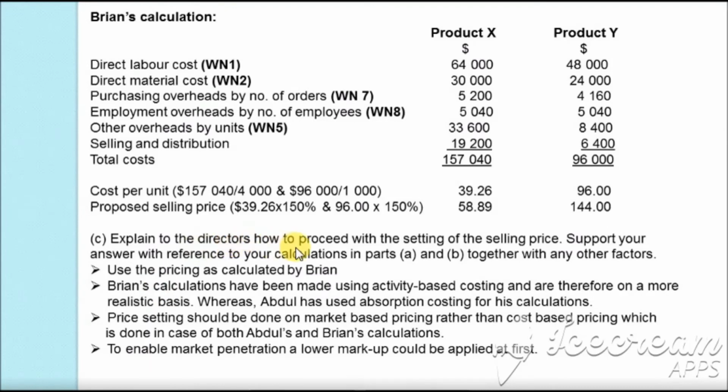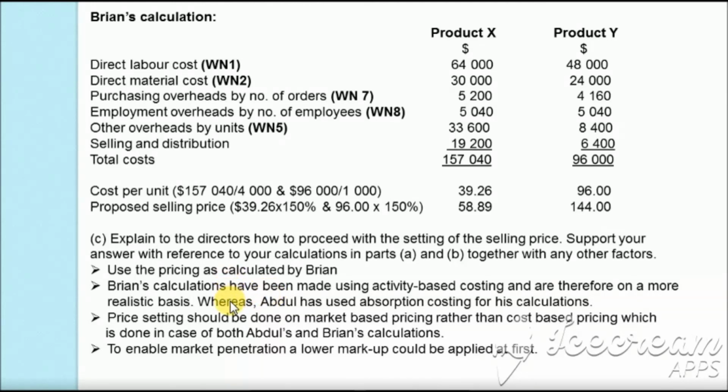Next, in part C, we are asked to explain to the directors how to proceed with the setting of the selling price. We have to support our answer with references to the calculations done in parts A and B, and we can also add other factors. So I have given the answer stating that they should use the pricing as calculated by Brian, because Brian's calculation has been made on the basis of activity based costing, which will be more accurate and more realistic, whereas Abdul's calculation is done based on absorption costing. His calculation may be less accurate and less realistic, as traditional costing will have only one rate for allocation of all the overheads, whereas activity based costing creates multiple pools of calculations to calculate the overheads, and it will be more accurate. Hence, Brian's calculation will be more accurate if we are considering pricing the product.